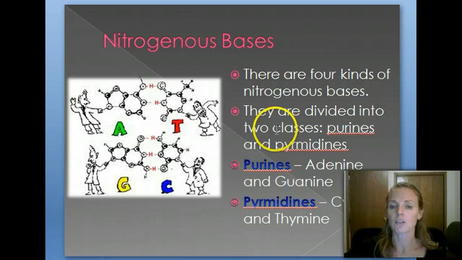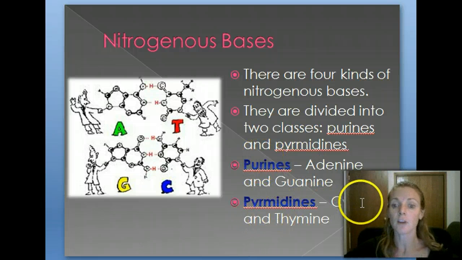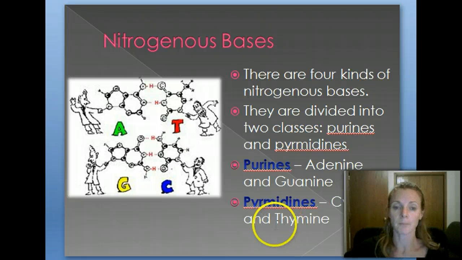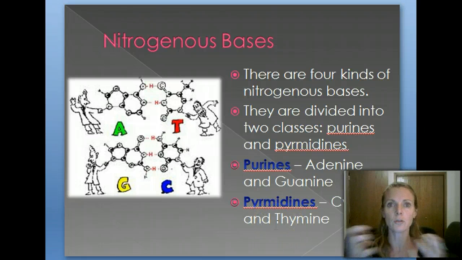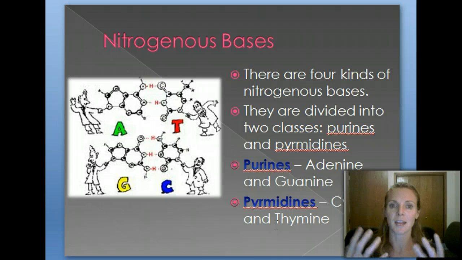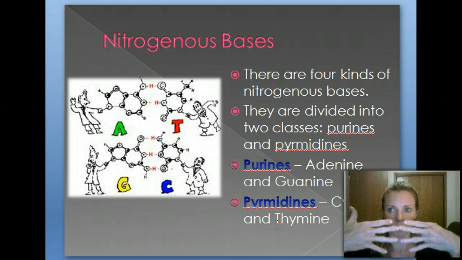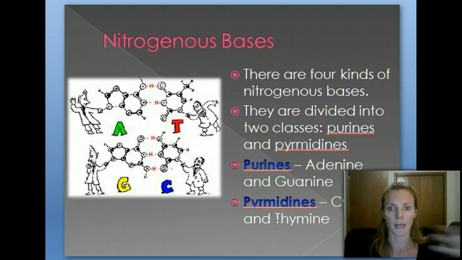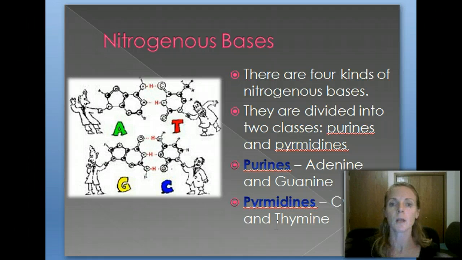They are divided into 2 classes. You have the purines and the pyrimidines, okay? So adenine and guanine belong to the purines. The pyrimidines are cytosine and thymine, okay? These are just 2 groups of bases that are going to come together as the rungs, and they're paired up very specifically. If they don't pair up as they are supposed to, then you have some major genetic disorders, okay?